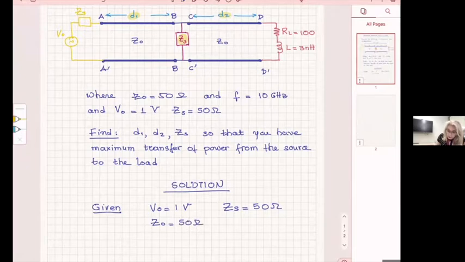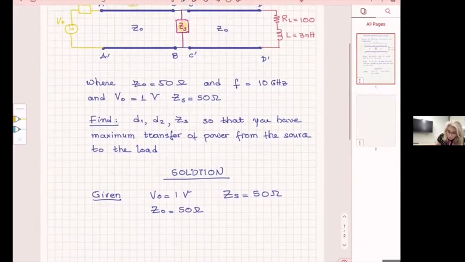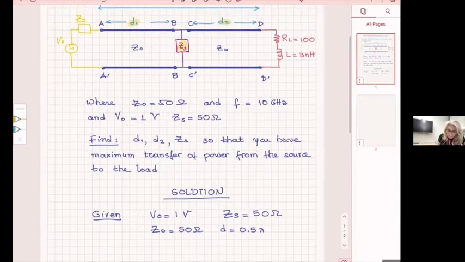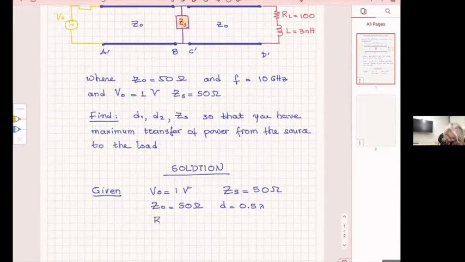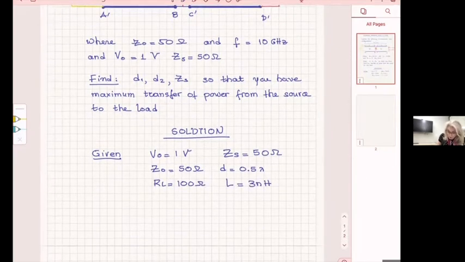We know the total D, the whole distance from AA prime to DD prime, D is half a wavelength. We know that RL is 100 ohms here. We know that L is 3 nanohenries. Okay, so this is everything we know.